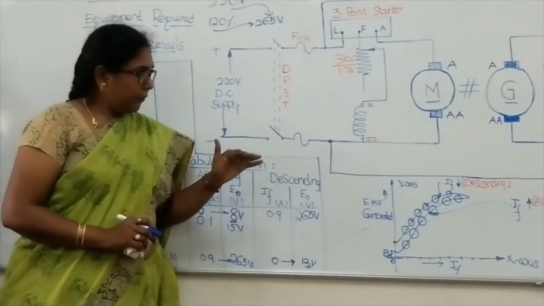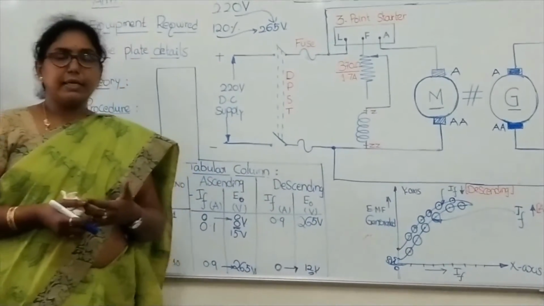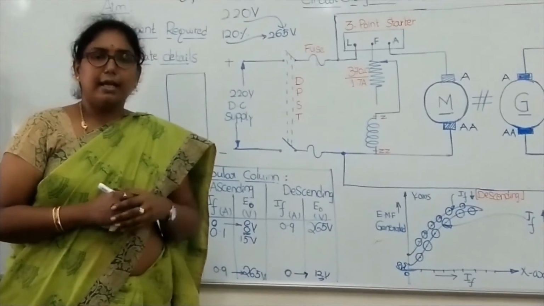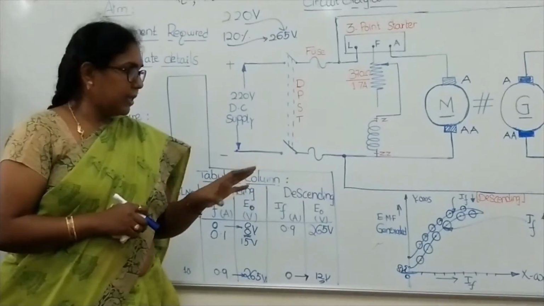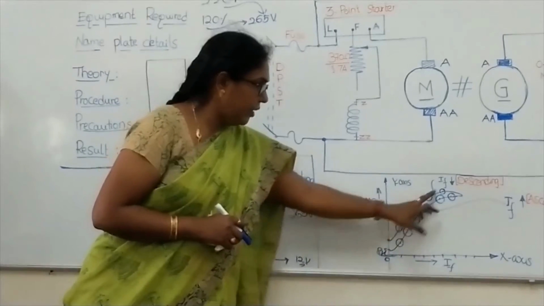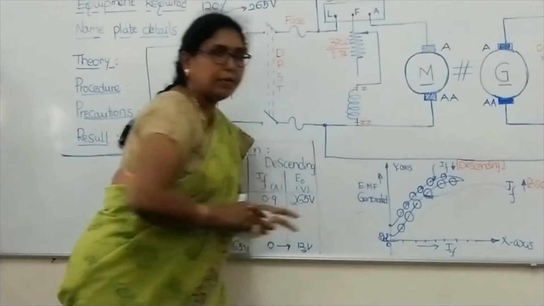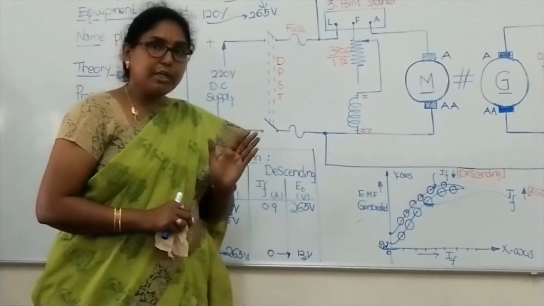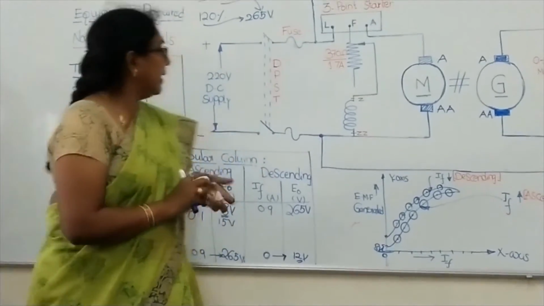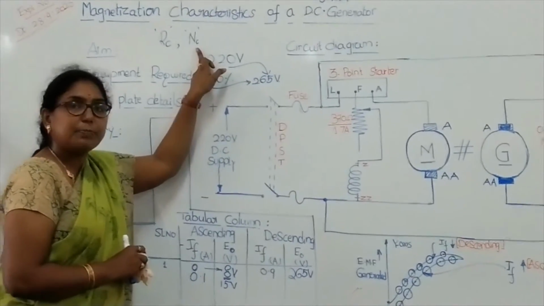With this we have learned how to obtain the open circuit characteristic, or magnetization characteristic, of a DC generator. After drawing this OCC, we take the average curve of the two curves, and for that curve we can draw the tangent line to the OCC. From that tangent line we can calculate the critical field resistance RC, and next we can also calculate the critical speed from the graph.